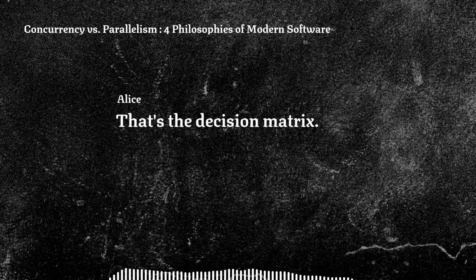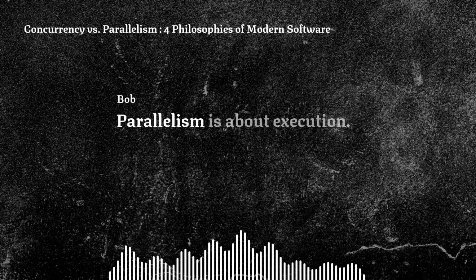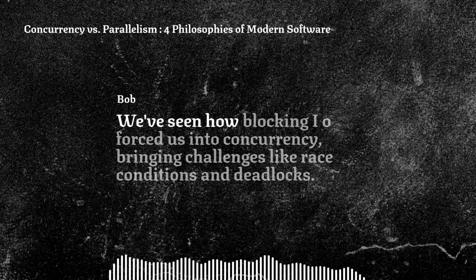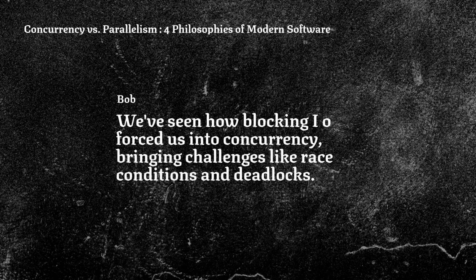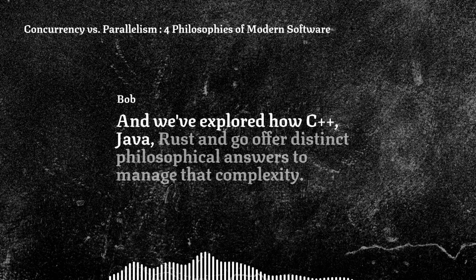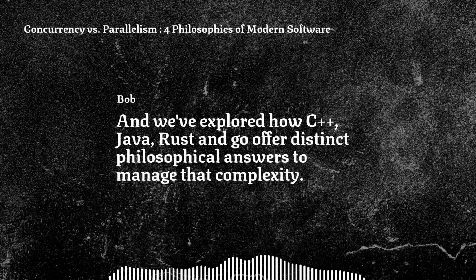That's the decision matrix. Okay, so to wrap up, we've seen concurrency is about structure, parallelism is about execution. We've seen how blocking I/O forced us into concurrency, bringing challenges like race conditions and deadlocks. And we've explored how C++, Java, Rust, and Go offer distinct philosophical answers to manage that complexity.